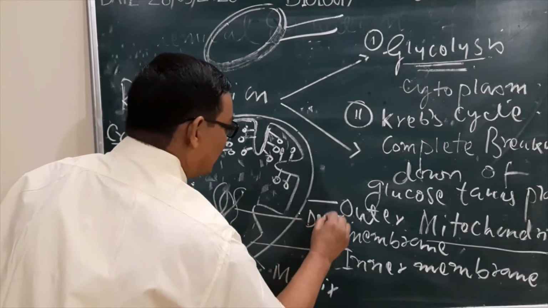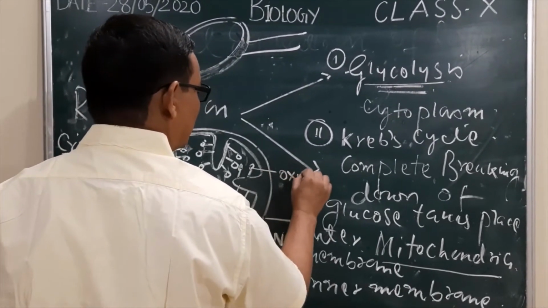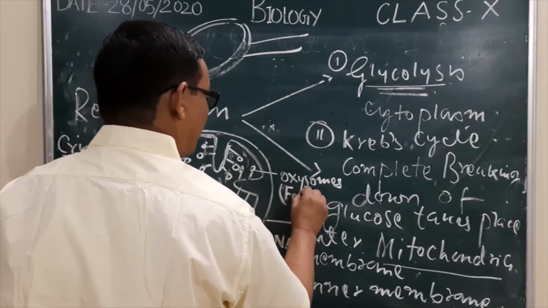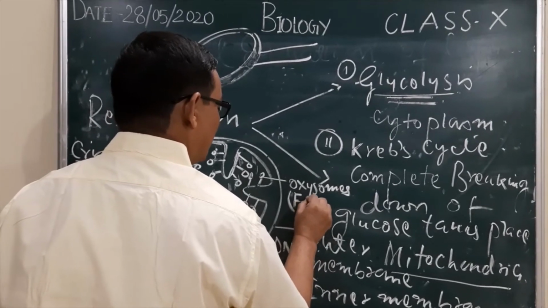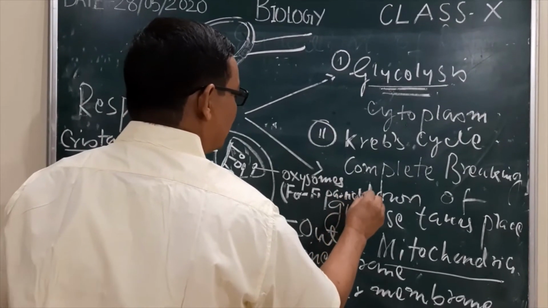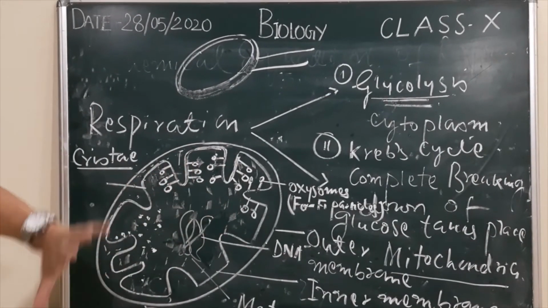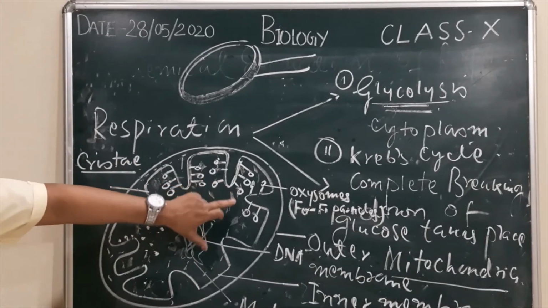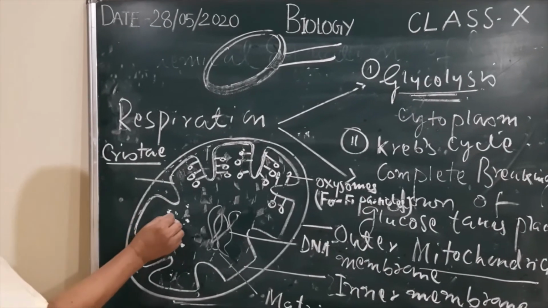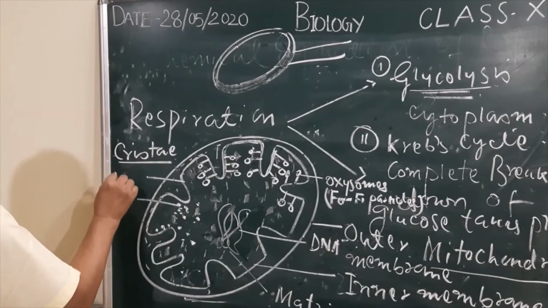So this is the DNA, and this particle is known as oxysomes. Oxysomes are F0, F1 particles. These are the special particles related with the liberation of energy, related with the Krebs cycle reactions. And this is the RNA, sorry, ribosomes, not RNA, sorry. These are the ribosomes.